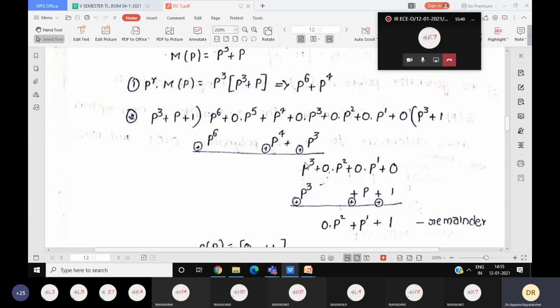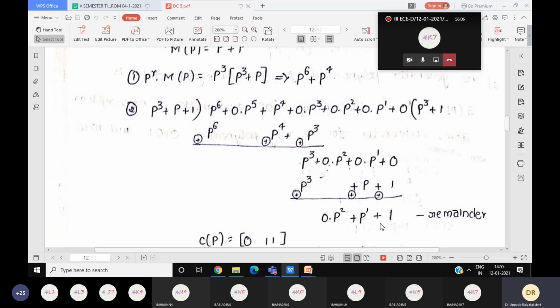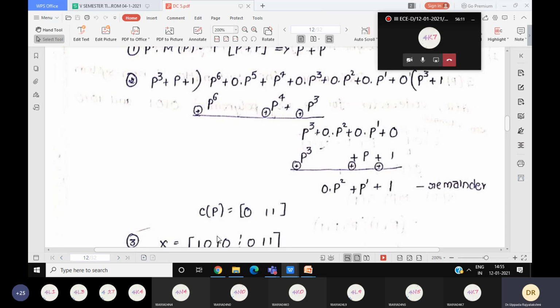But you cannot take p cube as a remainder because the check bits are only 3 bits. The power should start from 2. So there is a possibility of division again. Here p cube is there, here also p cube is there. So you can take 1. So 1 into p cube, that is p cube plus p plus 1. Here p cube XOR p cube gets cancelled and you will get p power 1 plus 1. No coefficient for p square, so 0. Remainder will be 0 1 1.